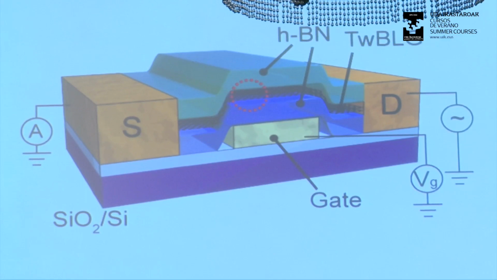For some of our devices, we also have a top electrode so that we can independently change the electric field applied to the twisted bilayer graphene separately from the density of electrons in the system.